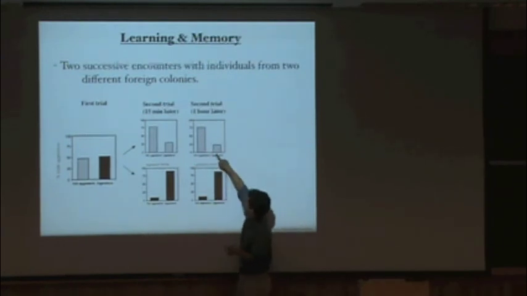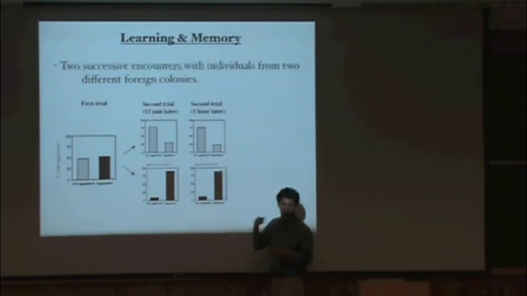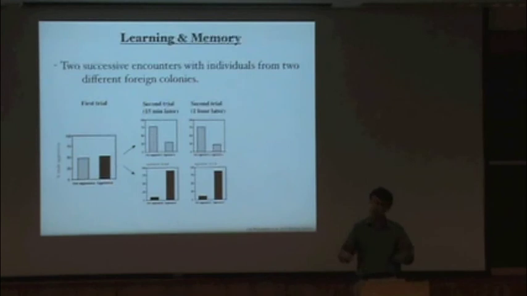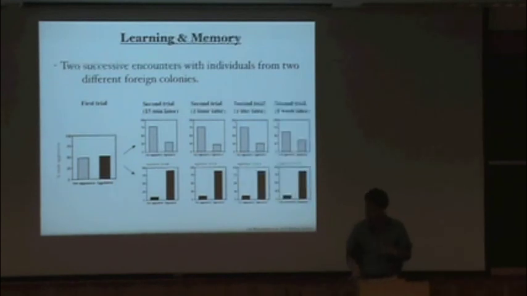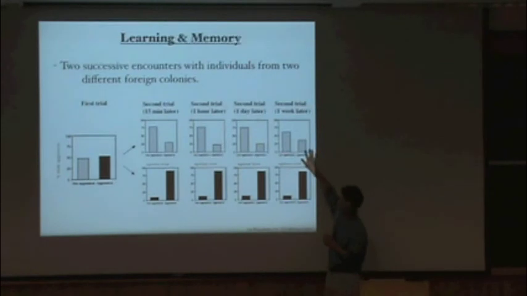There's a higher switching rate from non-aggressive to aggressive than there is back to non-aggressive, leading to an overall increase in aggression. When we repeat the experiment again, doing it a day later, we see the same thing. And even a week later, we see the same thing. If anything, it's more extreme a week later. And this was amazing to us, because what this is telling us is that we're taking Argentine ants, and we're pairing them together in a behavioral assay for just a few minutes.